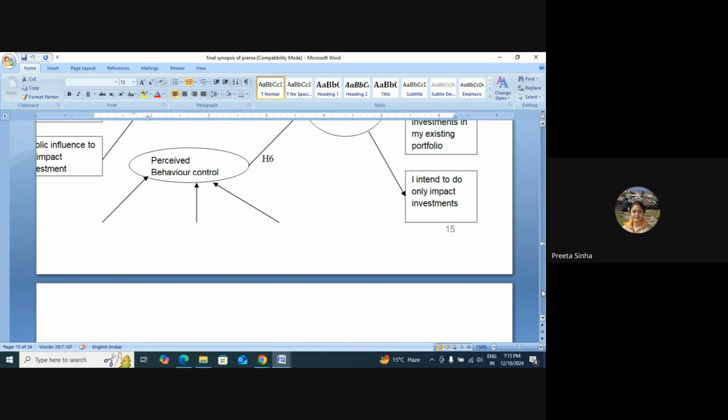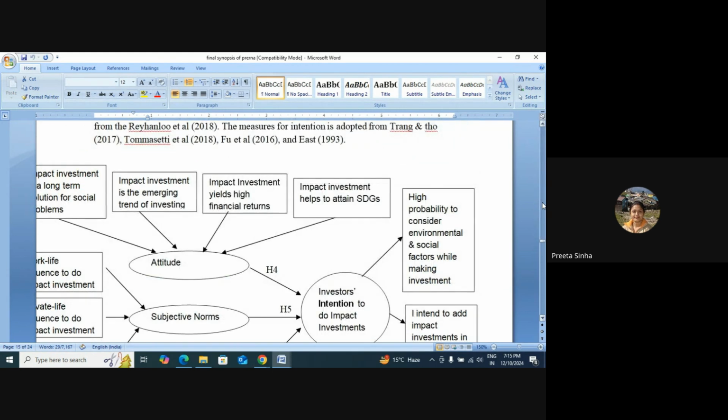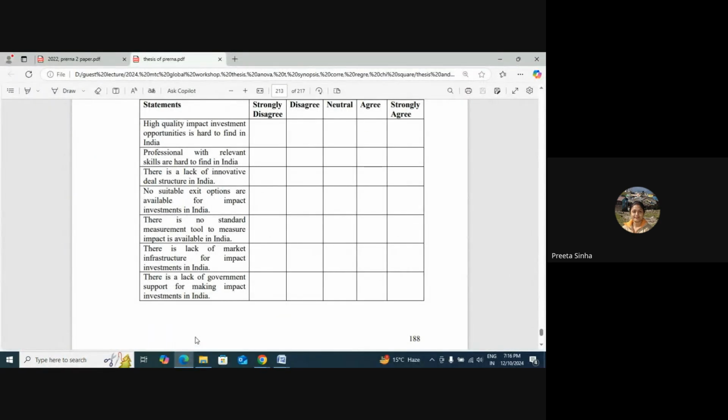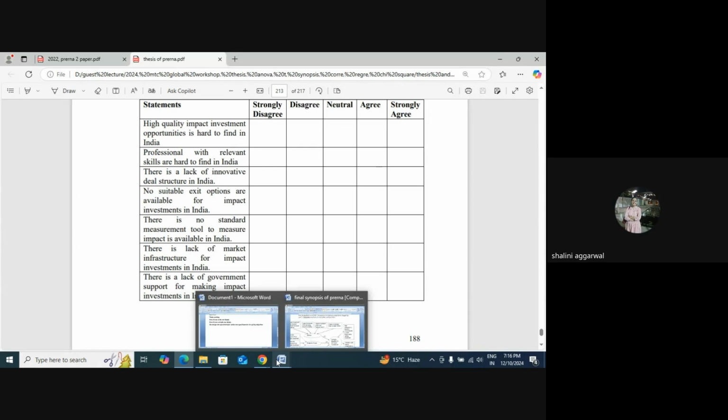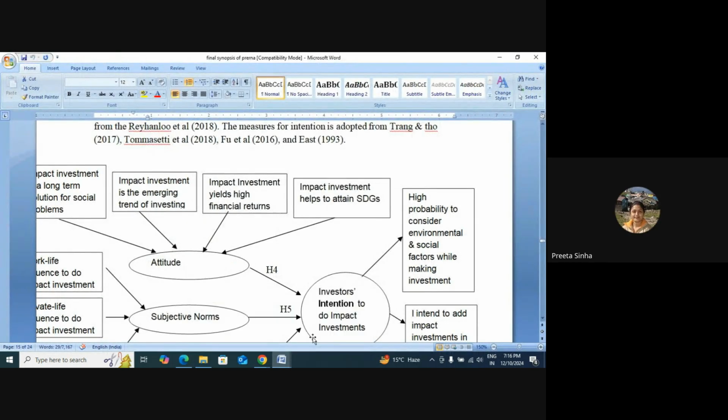Ma'am, suppose I want to ask questions related to financial factors and social factors to the investors, while there are certain variables which are not very prominent to the investors, while they are very much prominent to the investment advisors or financial advisors. In that case, do I need to make two questionnaires or one questionnaire?